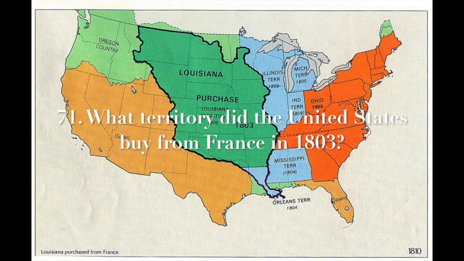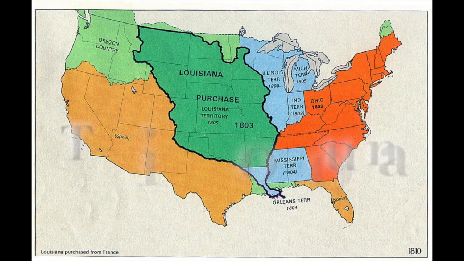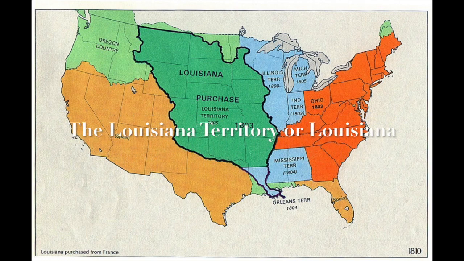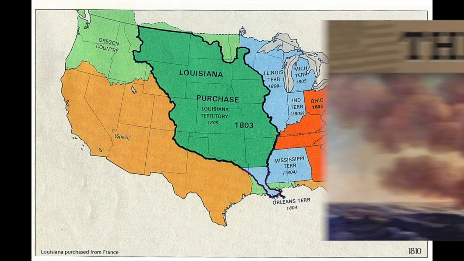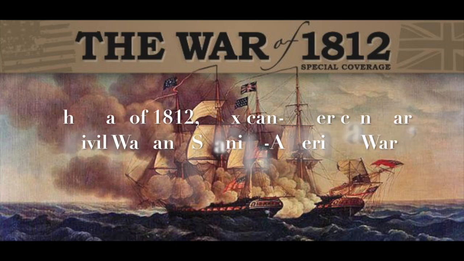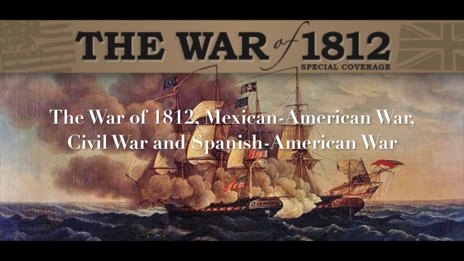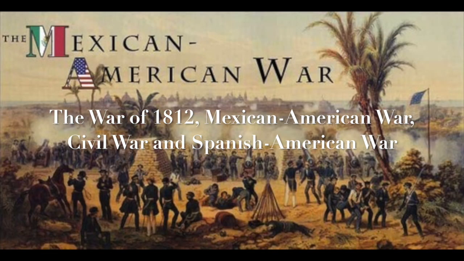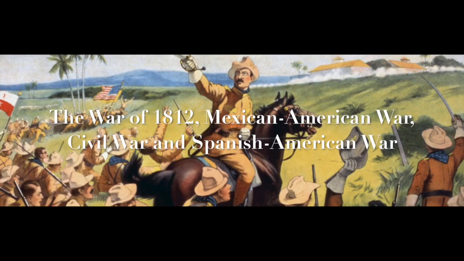Question 71. What territory did the United States buy from France in 1803? You could answer either Louisiana Territory or simply Louisiana. Question 72. Name one war fought by the United States in the 1800s. You may choose between the War of 1812, the Mexican-American War, the Civil War, or the Spanish-American War. Be careful, there is another question that's worded almost the same, but asks you to name a war in the 1900s.